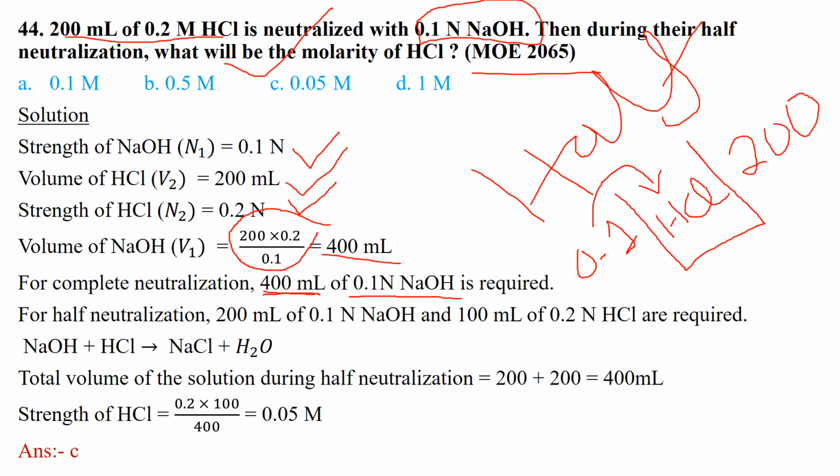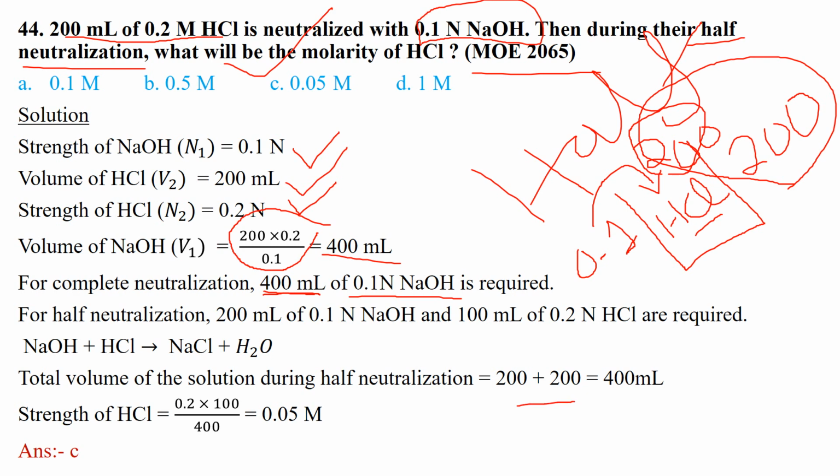However, the question is asked about half neutralization. In case of half neutralization, only 200 ml of NaOH is added inside this beaker containing 200 ml of 0.2 molar HCl. During the half neutralization, 200 ml of 0.1 normal NaOH is added. Then the total volume inside the beaker is 200 plus 200, that is 400. So the total volume is 400.